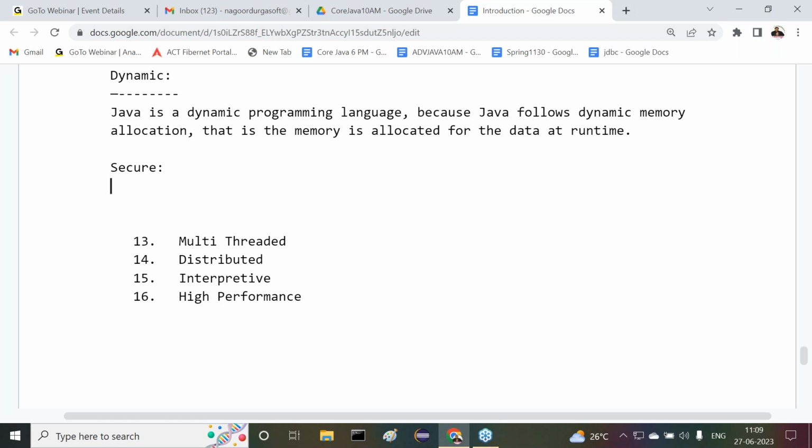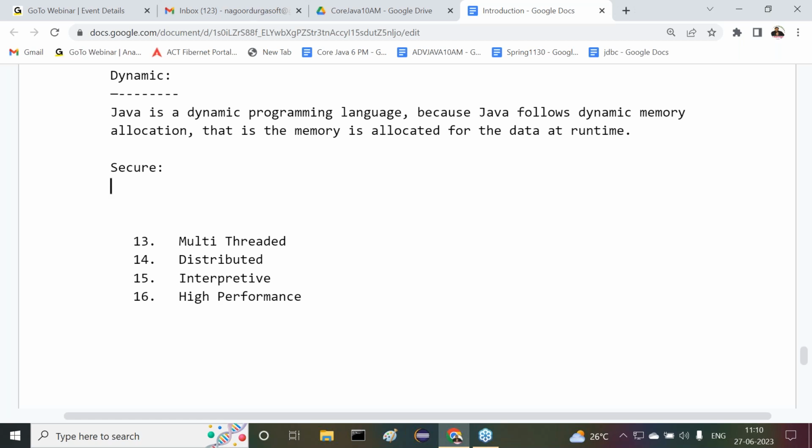It's a very simple, straightforward point about security. If any programming language is providing security for its data, then that programming language is obviously a secure programming language. That's the straightforward information. It's a simple statement.